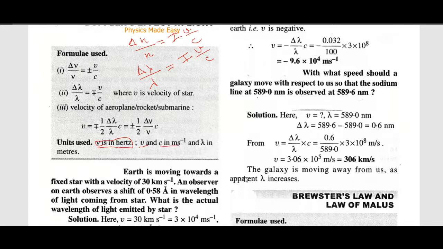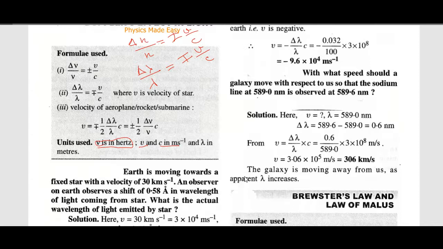V and C is in meter per second and lambda is in meters. Earth is moving towards a fixed star with a velocity of 30 km per second. An observer on Earth observes a shift of 0.58 angstroms in wavelength of light coming from the star. What is the actual wavelength of the light emitted?